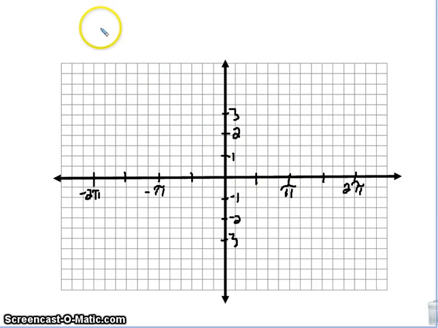All right, so I asked you guys to graph your sine of x, so I hope you are already there. 0, 1, 0, negative 1, 0. I'm going to just dot it in. Now, I'm going to go back to a period change.